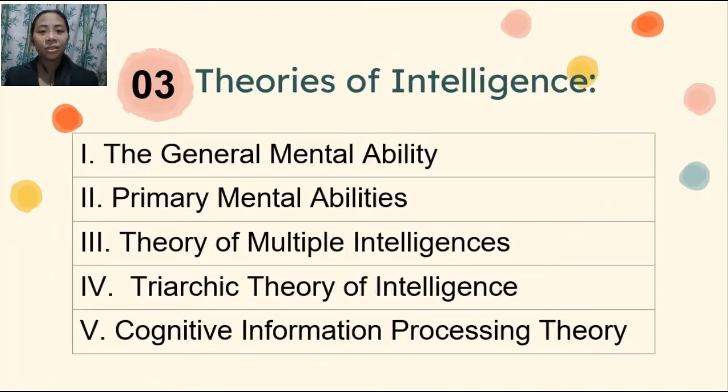These are the theories of intelligence. First is the general mental ability. Second is primary mental abilities. Third, theory of multiple intelligence. Fourth, hierarchic theory of intelligence. And fifth, cognitive information processing theory.